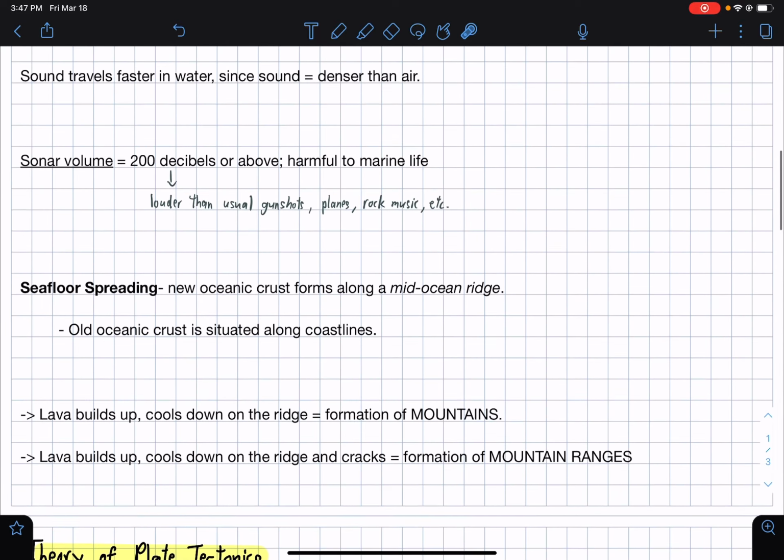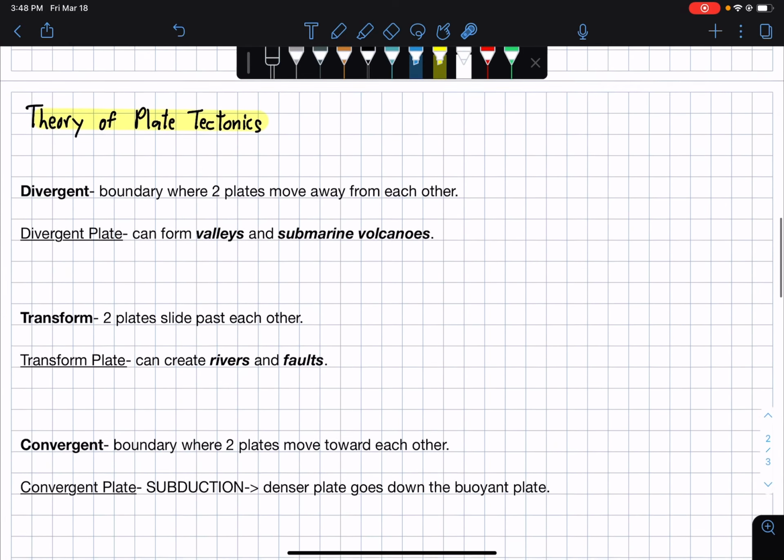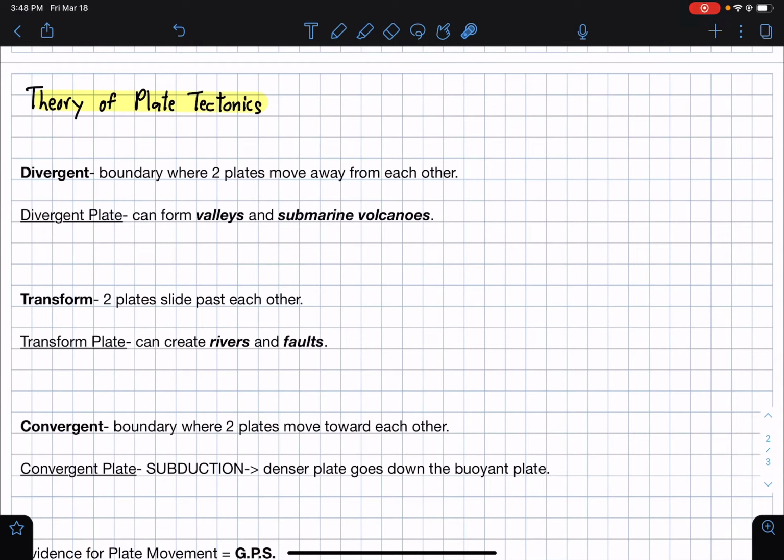If lava builds up and cools down on the ridge, mountains are formed. If lava builds up, cools down on the ridge, and cracks, so please take note that if it cracks, mountain ranges are formed. But even in that sense, mountain ranges are not that different compared to mountains, apart from the mountain ranges being a number of mountains rather than maybe 1 or 2 mountains only. So yeah, that's it. Let's move to the lesson of the theory of plate tectonics.